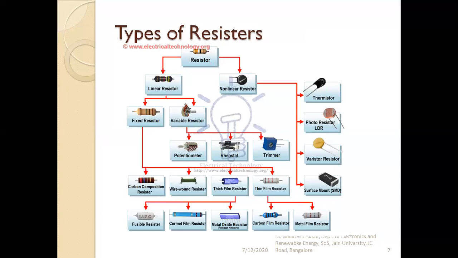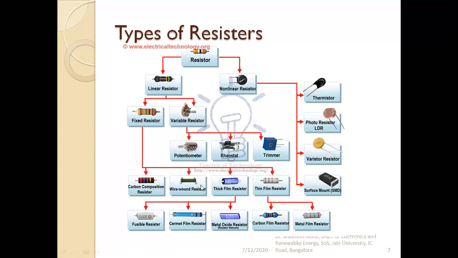Yeah, these are the resistors, how they look. Basically, the color coding is used for all these resistors because we have to make them small in size, so that the size of the circuit is reduced. These resistors can be classified as linear and non-linear. In linear, there are fixed and variable, as we just discussed a bit, with different types of variable resistors and different types of fixed resistors.